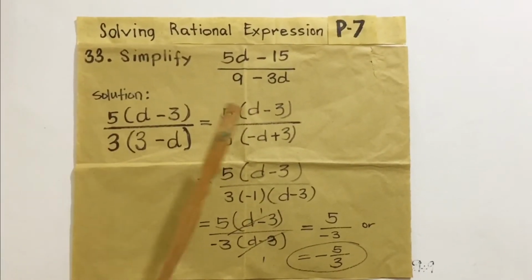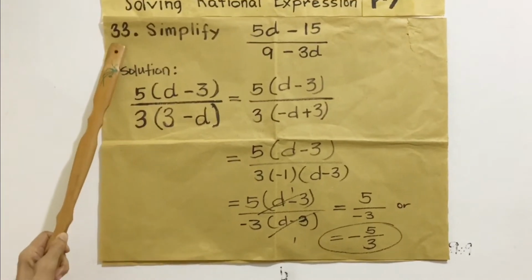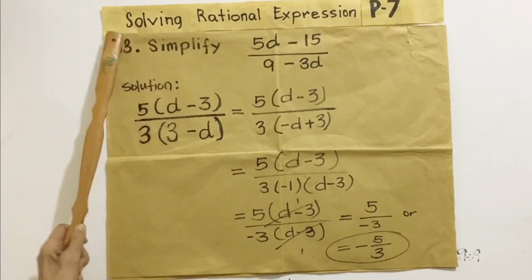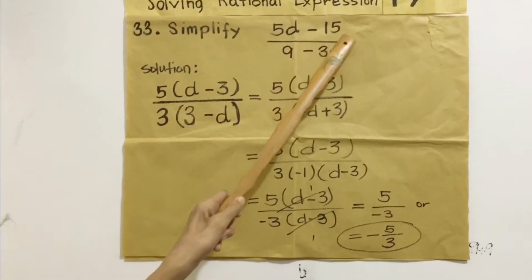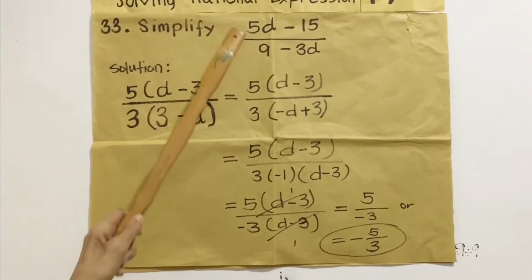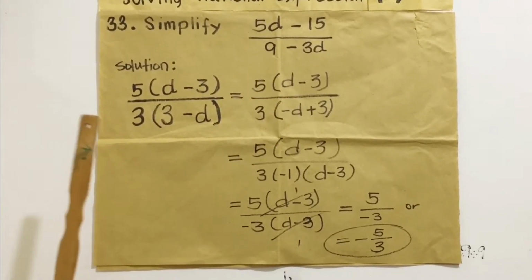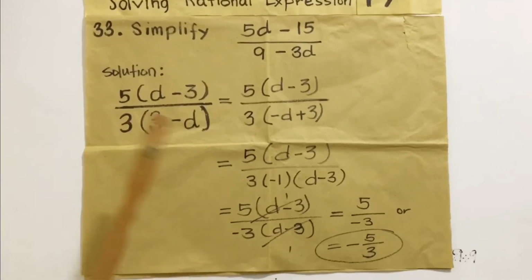Guys, we are now in part 7 of solving rational expressions. Problem 33. Simplify (5d minus 15) over (9 minus 3d). Our solution: since the numerator and denominator are factorable, we have to factor first.